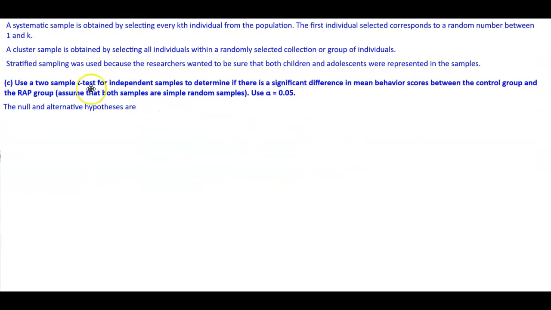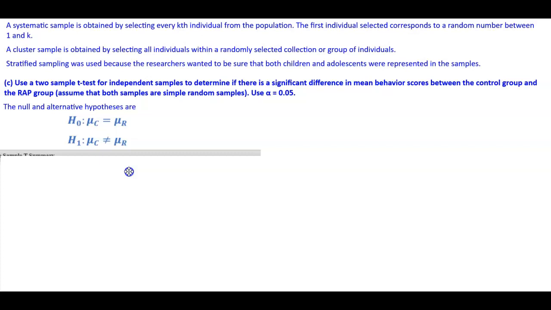Now what we're going to do is use a two-sample t-test for independent samples to determine if there is a significant difference in mean behavior scores between the control group and the RAP group. We're going to assume that both samples are simple random samples using the significance level of 0.05. So the null and the alternative hypothesis are the following. The null is that the mean of the control group is equal to the mean of the RAP group, and the alternative is that they are not equal.